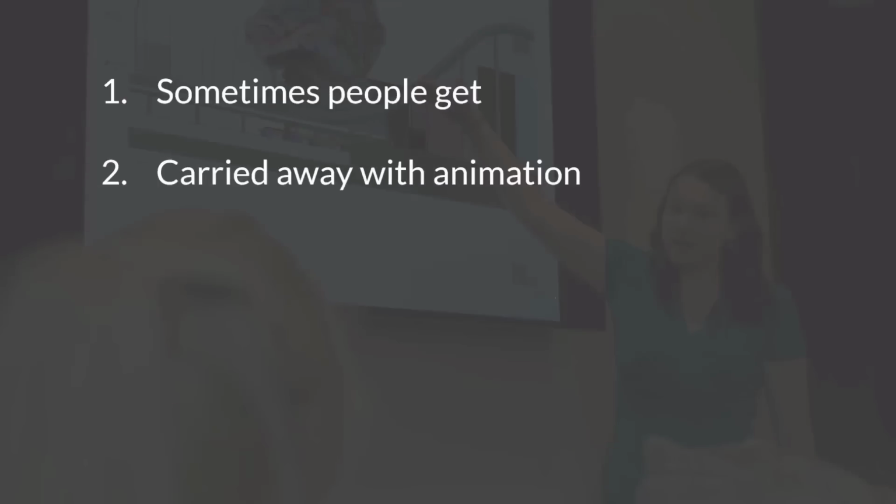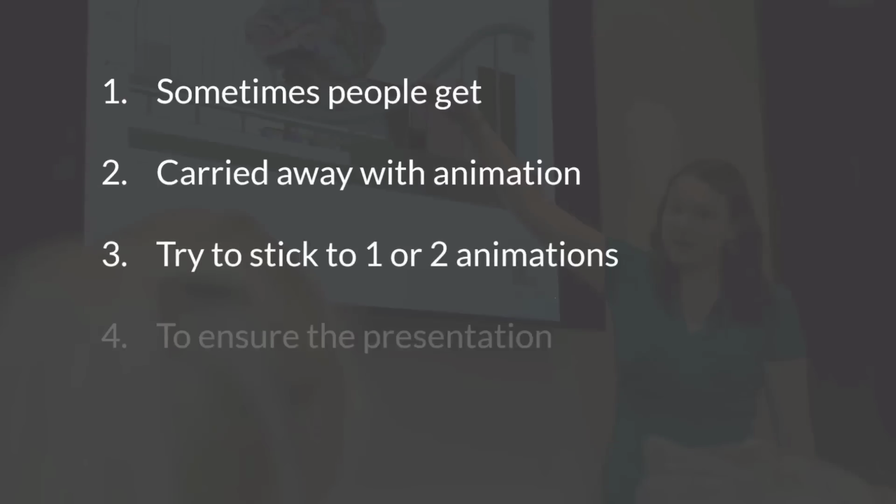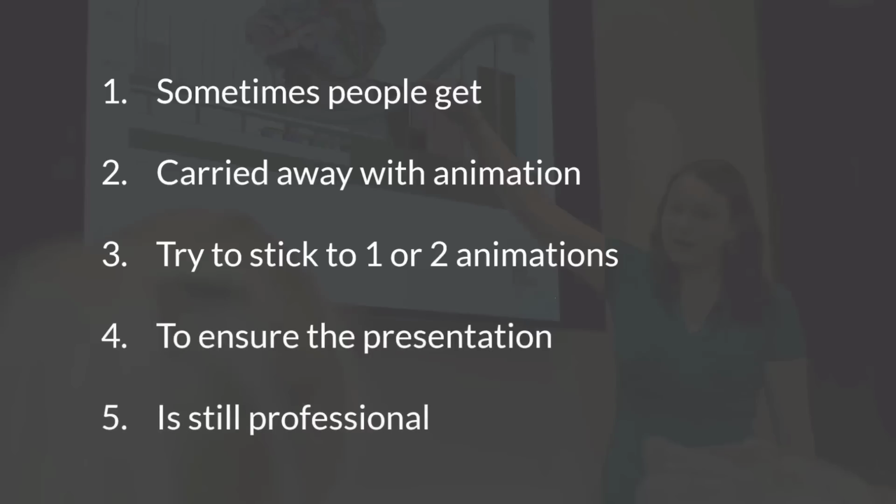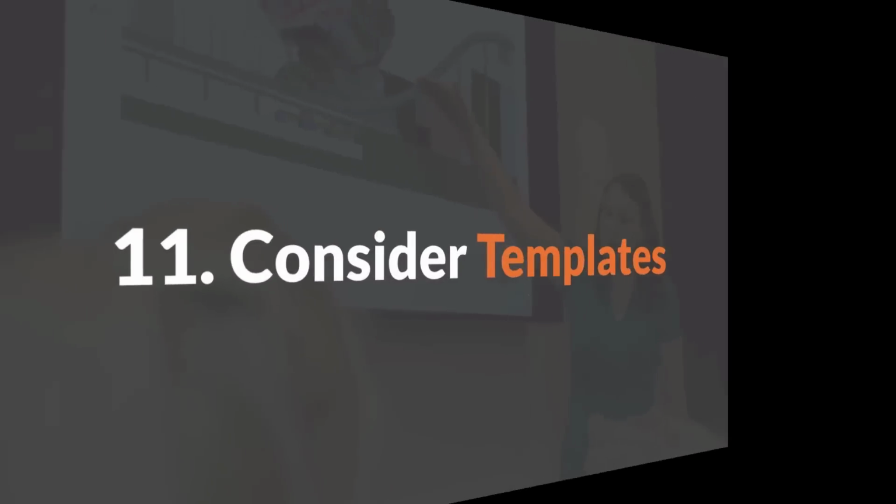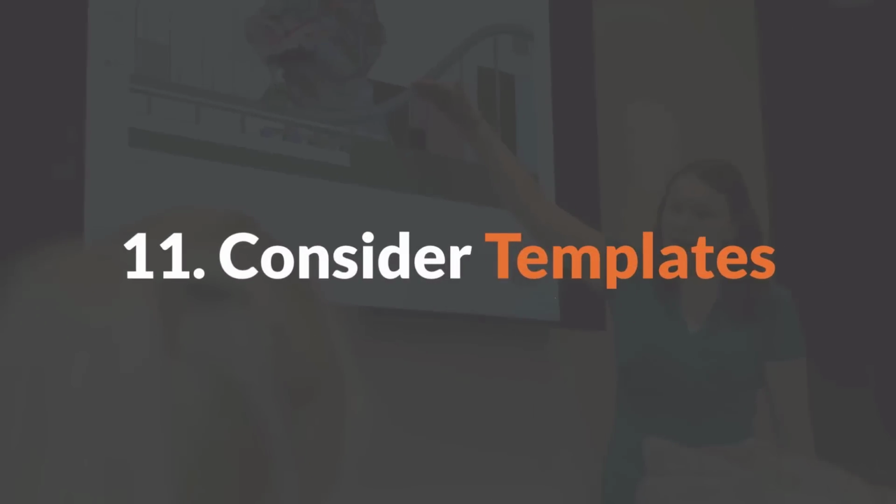So in general, for bullet points, I tend to use things like this slide in or maybe even a fade in. These are nice subtle effects that make your presentation feel more dynamic, but they're not over the top, crazy, and distracting.